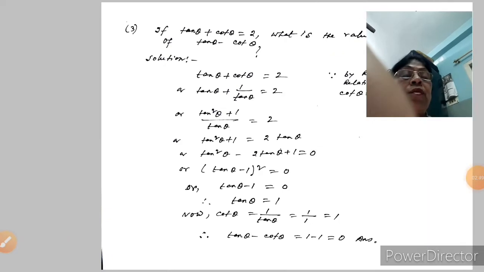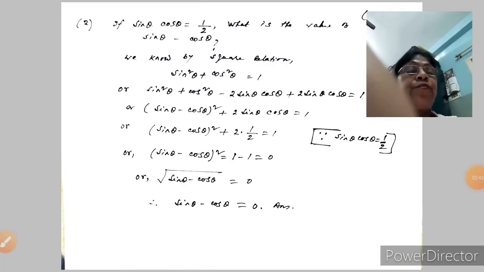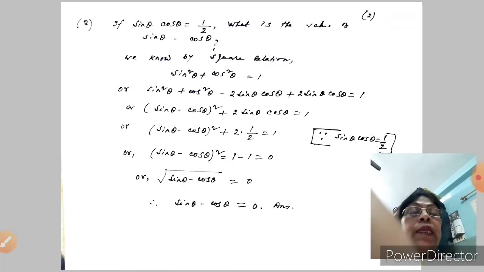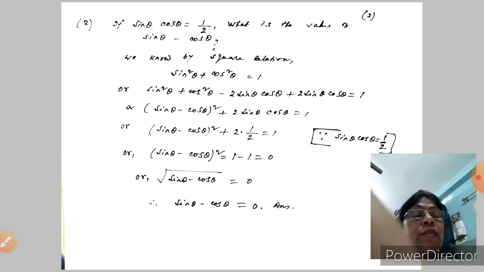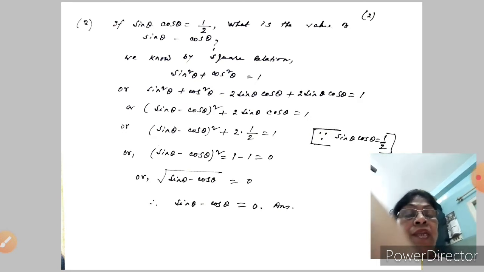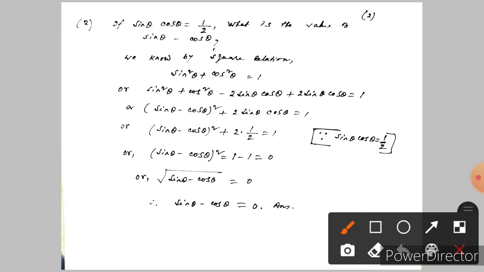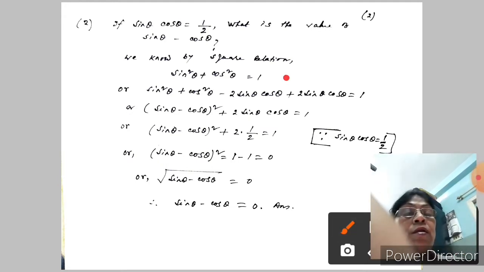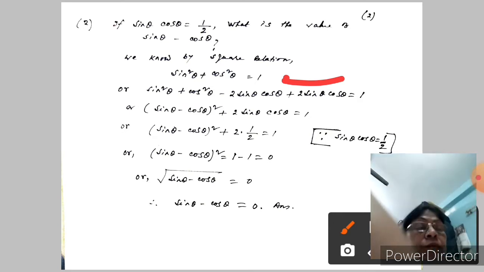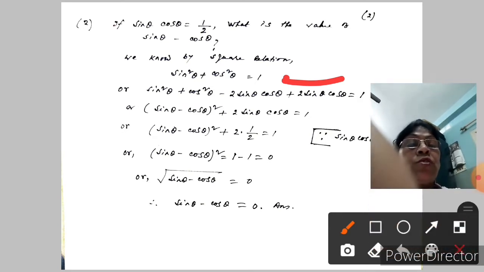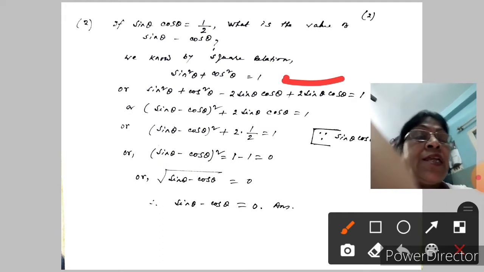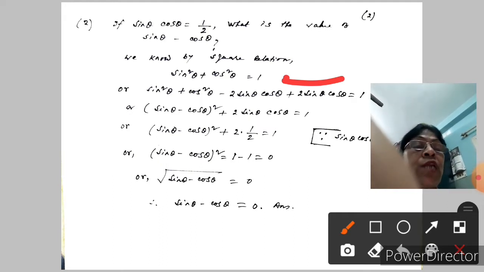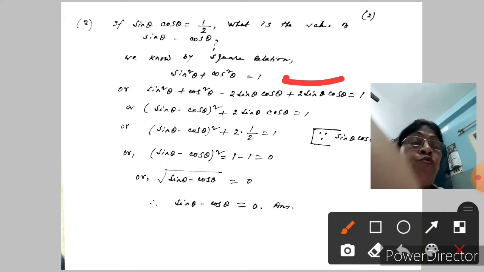Now, come to sum number 2. If sin theta cos theta is equal to half, what is the value of sin theta minus cos theta? We know by the square relation sin square theta plus cos square theta is equal to 1. So, sin square theta plus cos square theta minus 2 sin theta cos theta plus 2 sin theta cos theta is equal to 1.